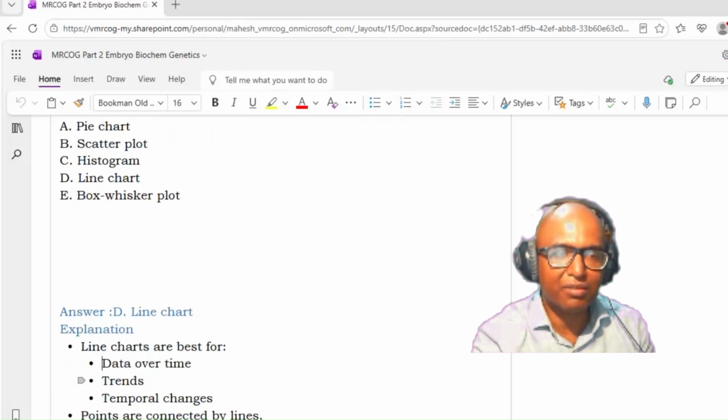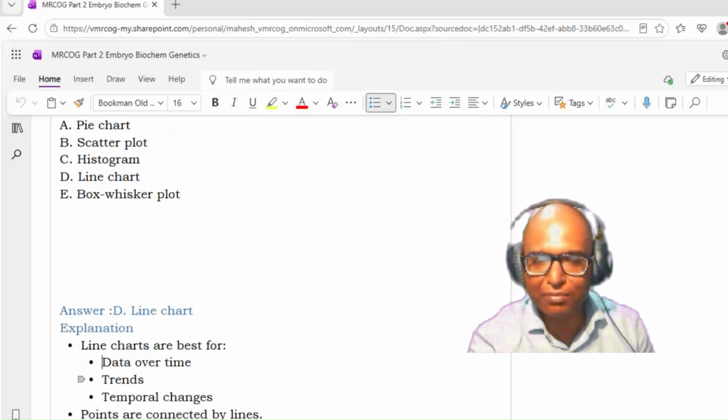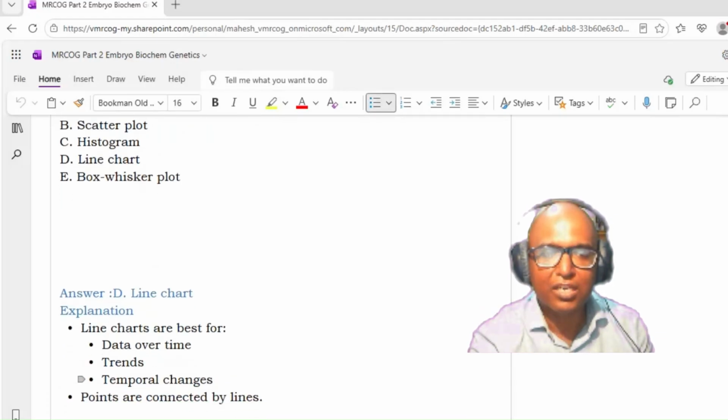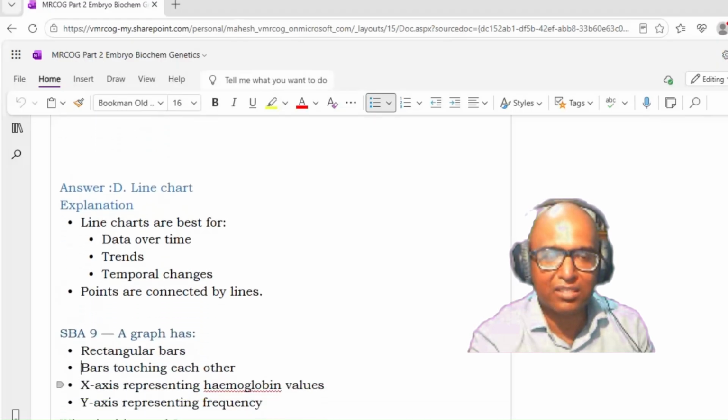Line charts are best for data over time, trends, temporal changes. Points are connected by the lines.